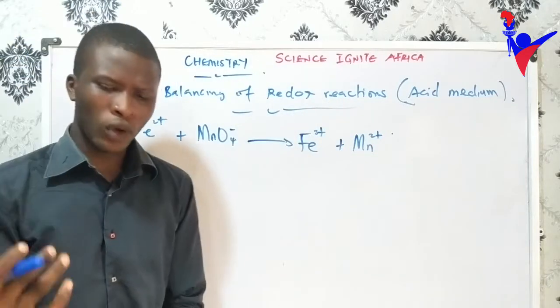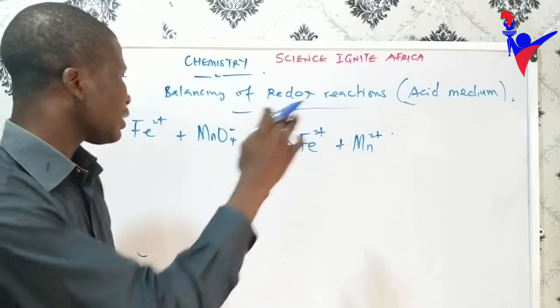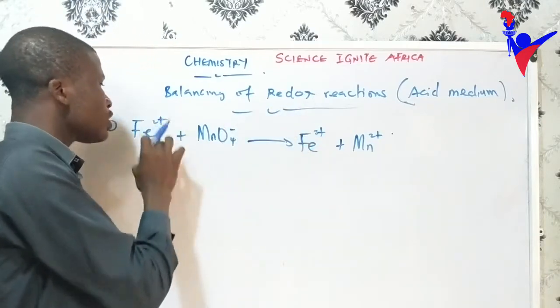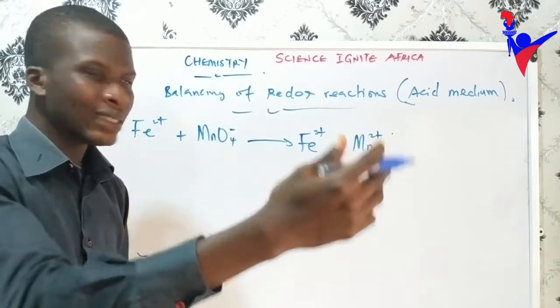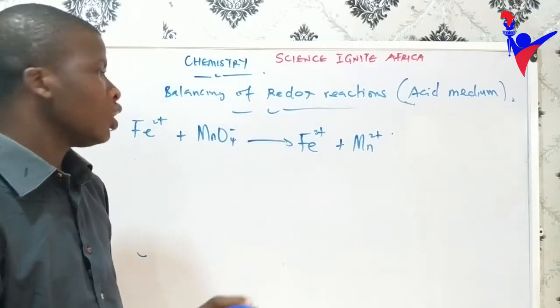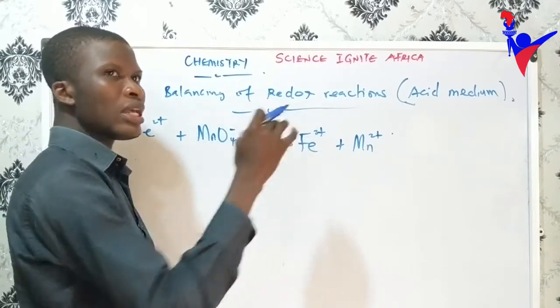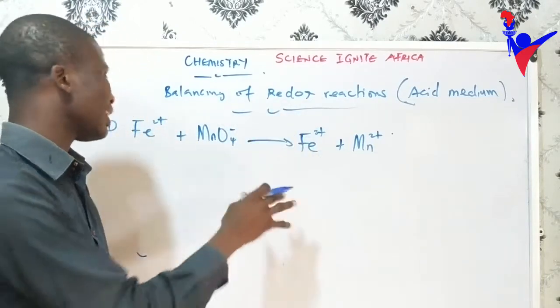Now, from the knowledge of what I explained about oxidation and reduction, you should know that what has happened is that this Fe2+ has been oxidized to Fe3+. That's basic enough for you to understand. So it means we have iron 2 here, of course, but now we have iron 3. Therefore, you can say oxidation has taken place here.